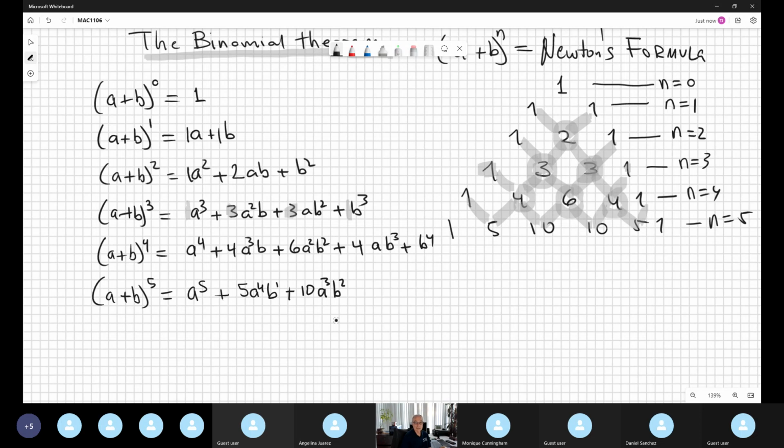b to the 4th. What are the next? The next 10 again. a to the second, b to the third, 2 plus 3 is 5. Do you see how the exponent of a is decreasing? However, the exponent of b is increasing from 0 to 5 in that case. Plus 5 a b to the 4th, plus 1, which is b to the 5th.